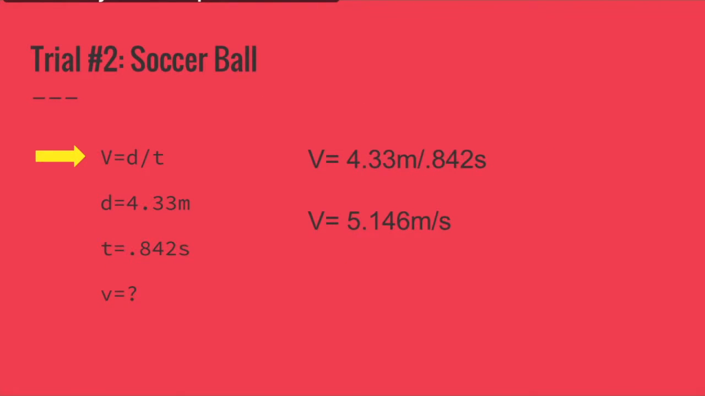Trial 2, soccer ball. So we're trying to find the velocity of the soccer ball, so we use the equation distance divided by time. And the distance was 4.33 meters and the time was 0.842 seconds. So we did 4.33 meters divided by 0.842 seconds, and we got 5.146 meters per second.